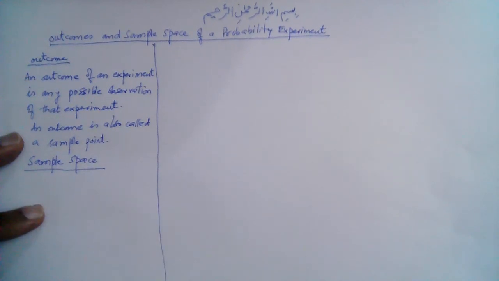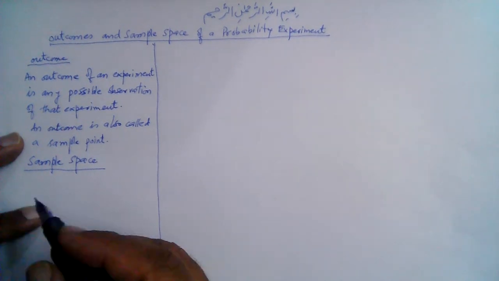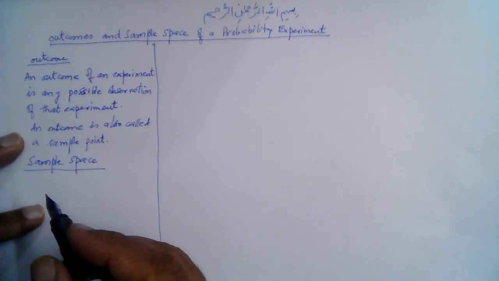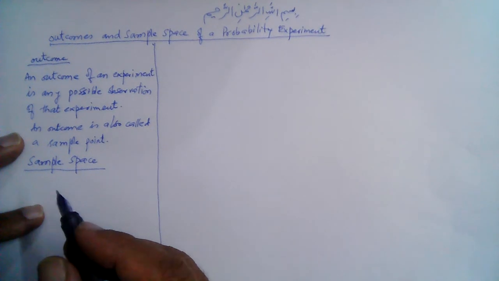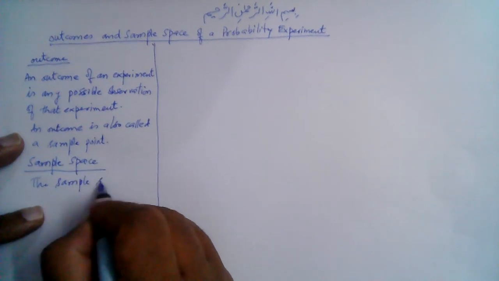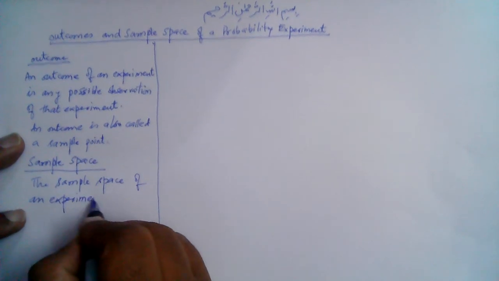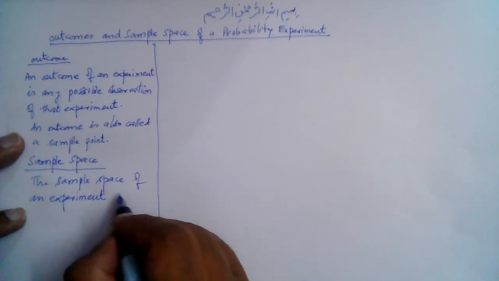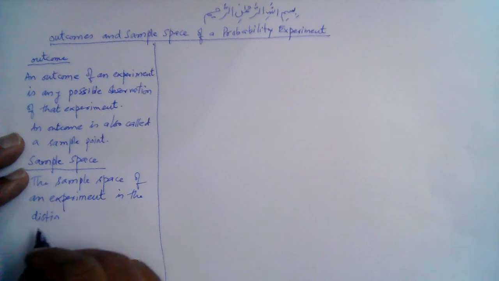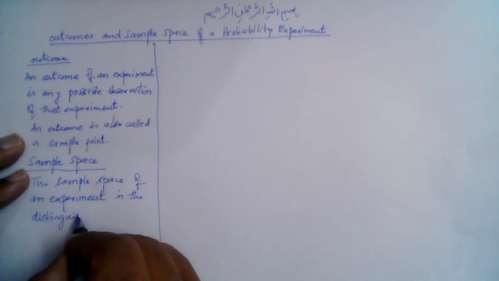The sample space of a probability experiment is the set of all possible distinguishable, mutually exclusive, and collectively exhaustive outcomes, right? Set of all possible outcomes. The sample space of an experiment is the distinguishable, right? These properties are important. The outcomes can be distinguished from each other, right? Distinguishable.